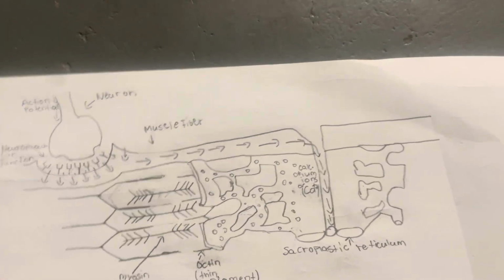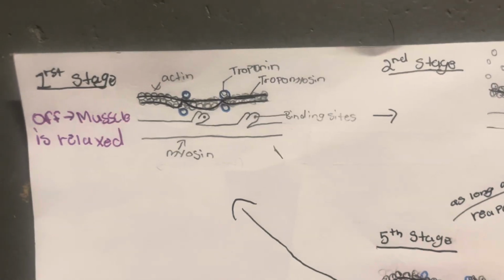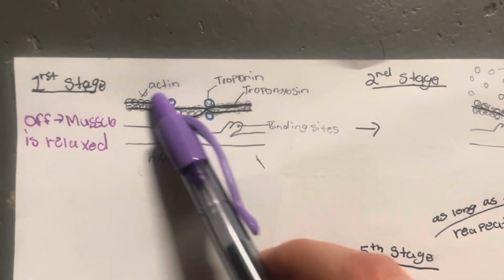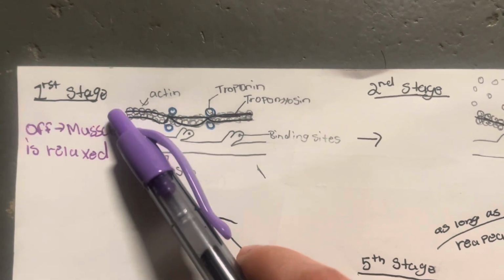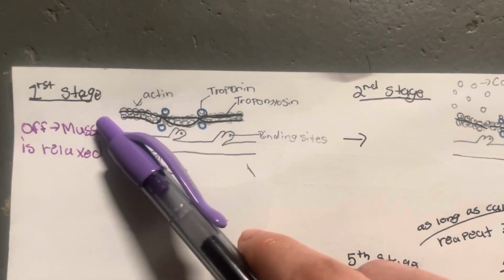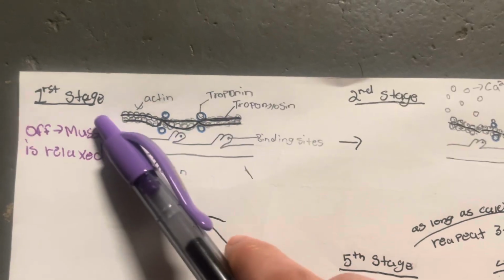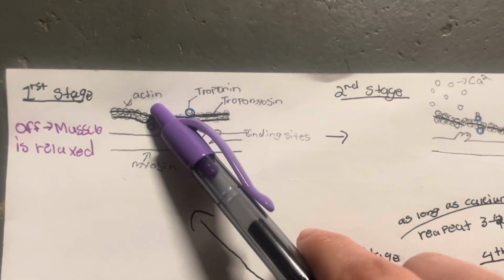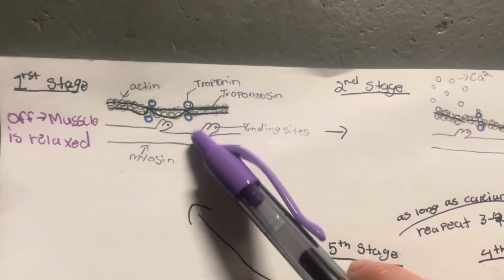Now let's go to the filament side of the theory. In stage 1, we see the actin, the thin filament, and myosin, the thick filament. In actin, we see the tropomyosin, which is this black line covering the binding sites. And the troponin, which is right here. In the myosin, the binding sites are not covered.